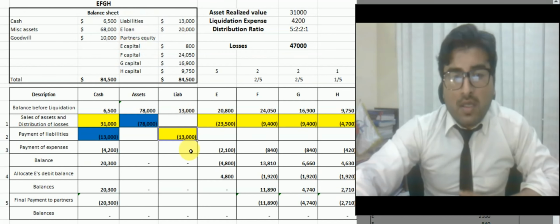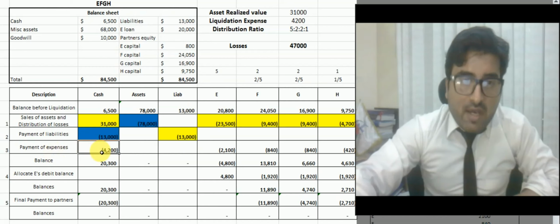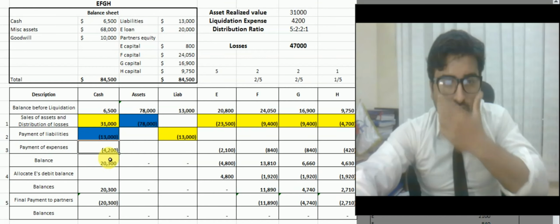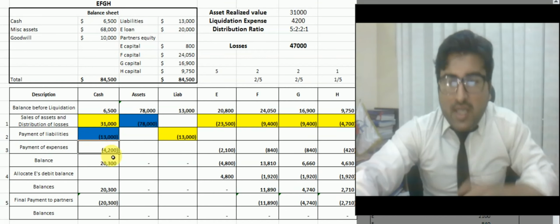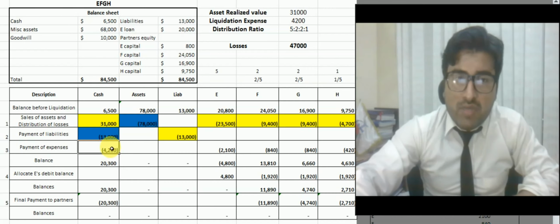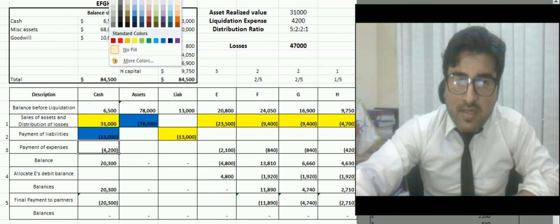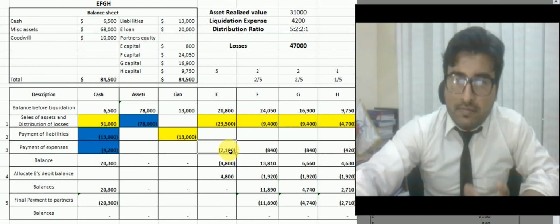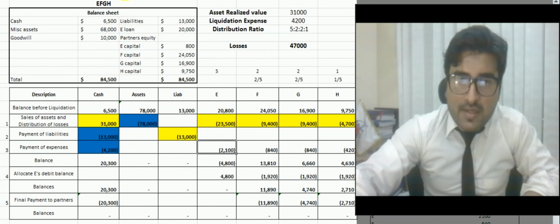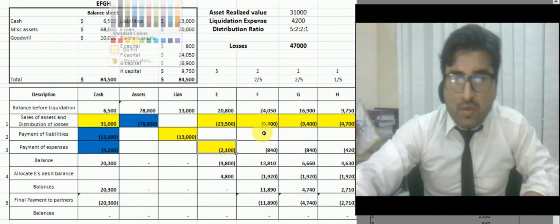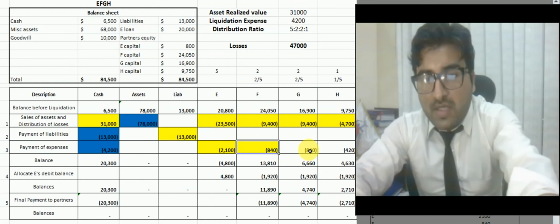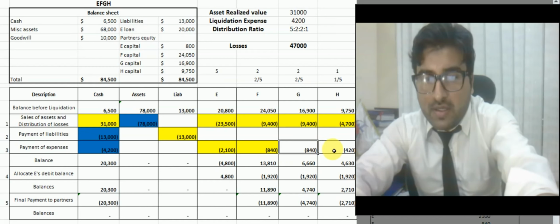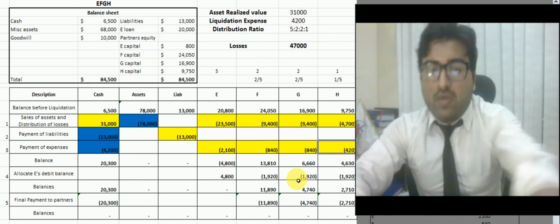Okay, so coming to the third step, we have payment of expenses. So here we have cash: is it a decrease or an increase? Decrease. So a decrease in cash is what? Credited. Okay, so credit, make it blue. And here we have a decrease in capital, that is debited. So make it debit. So debit, and those also debit, F4 for repeating the function. Okay, and then H also debited.